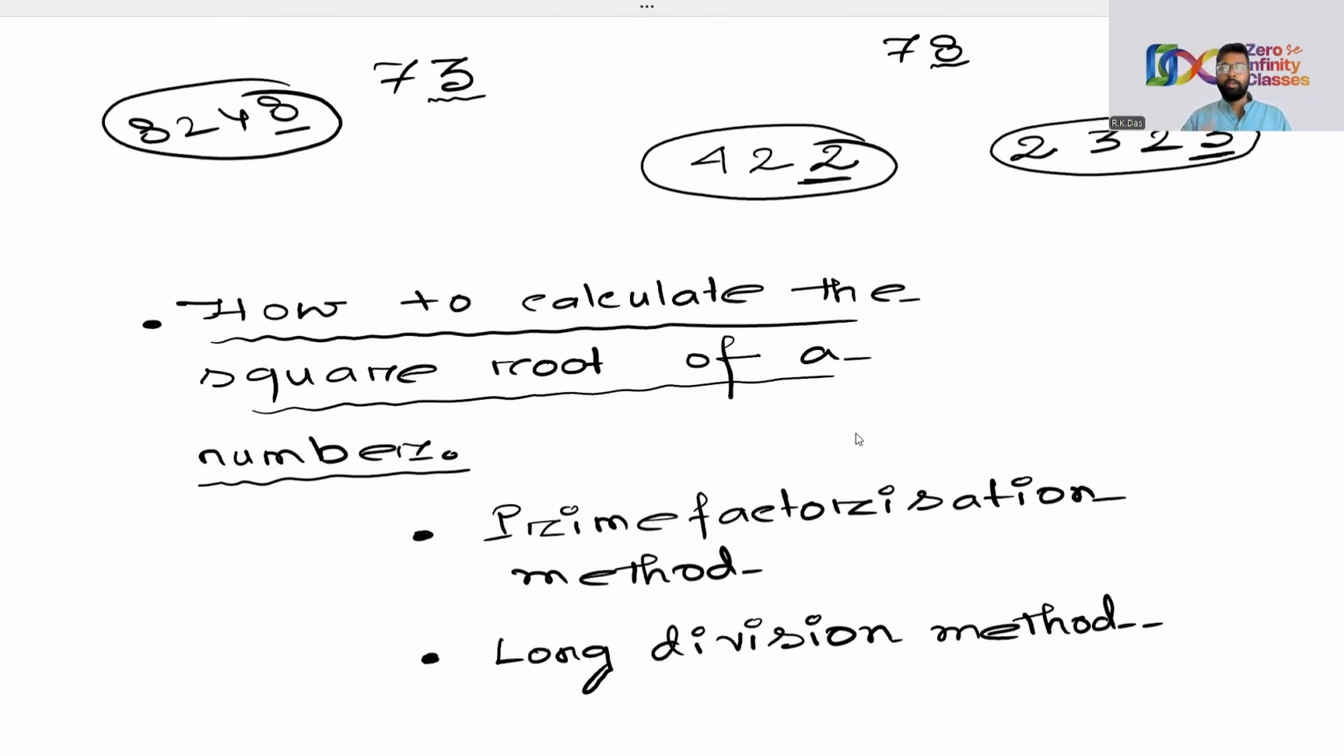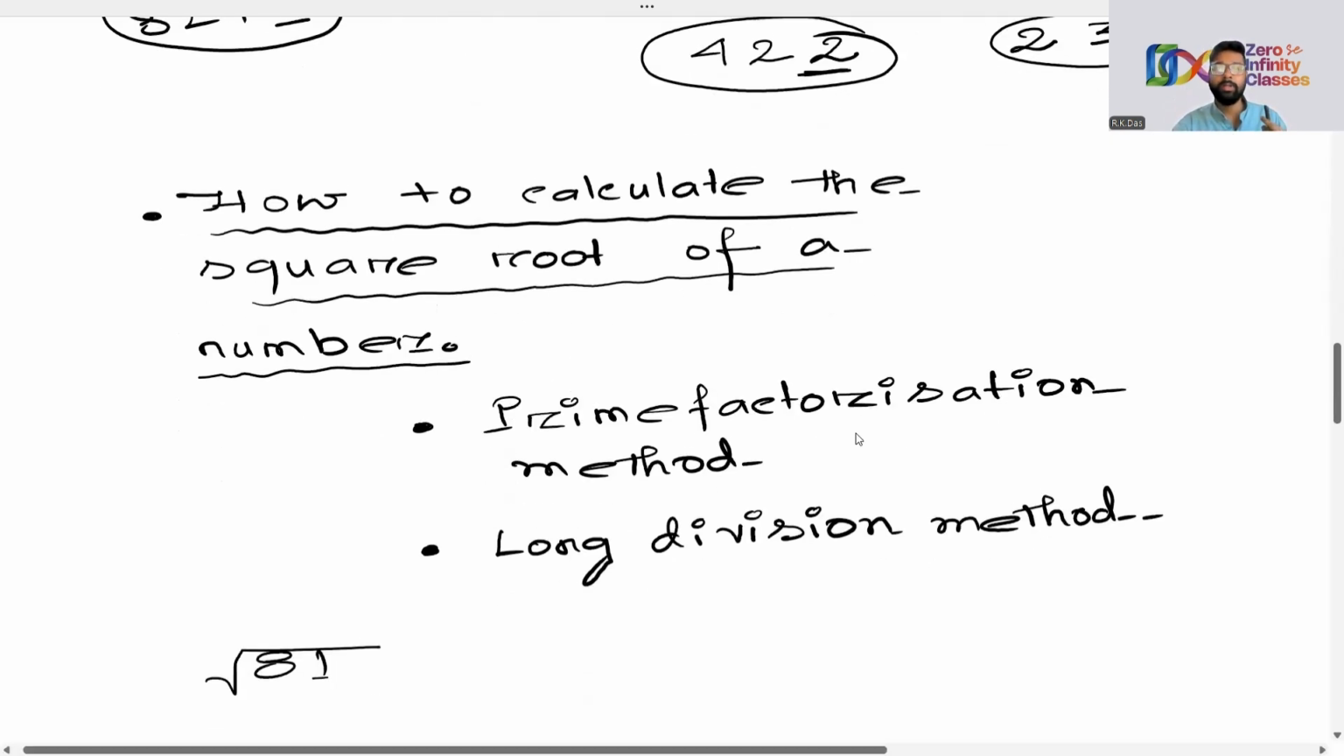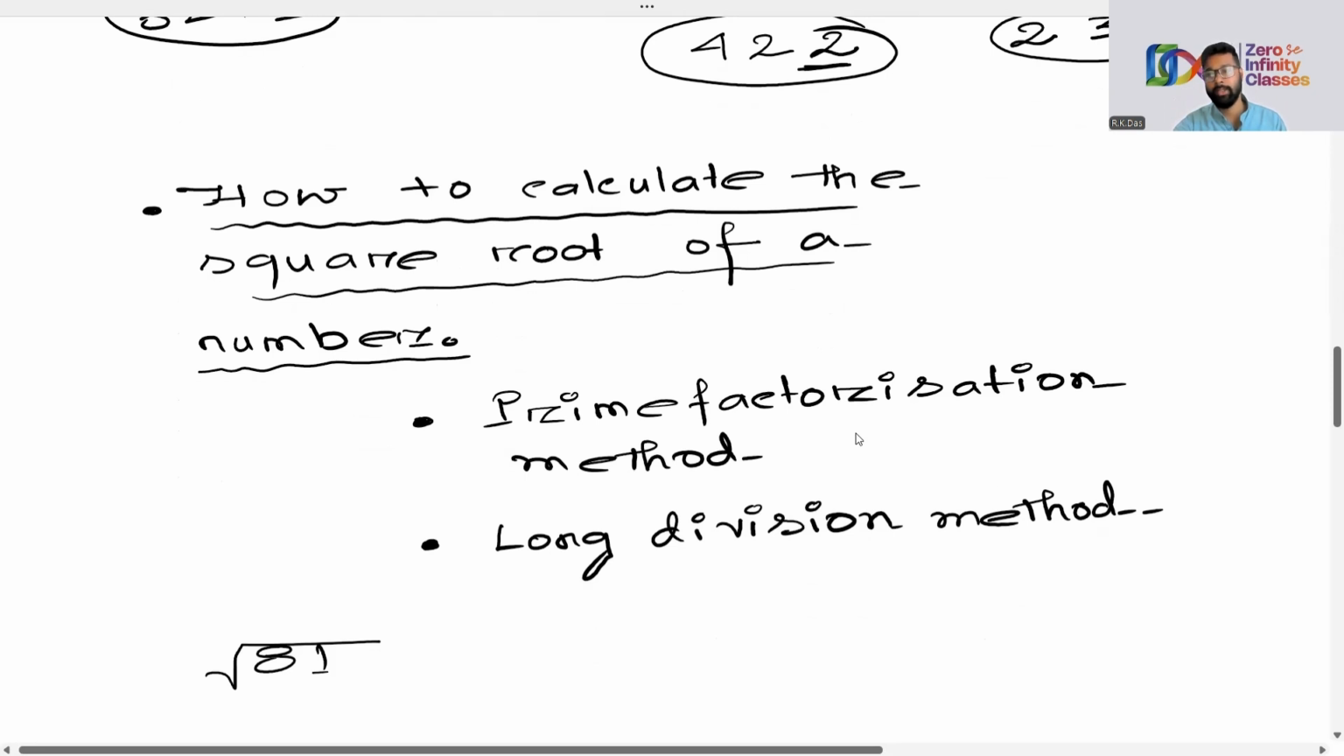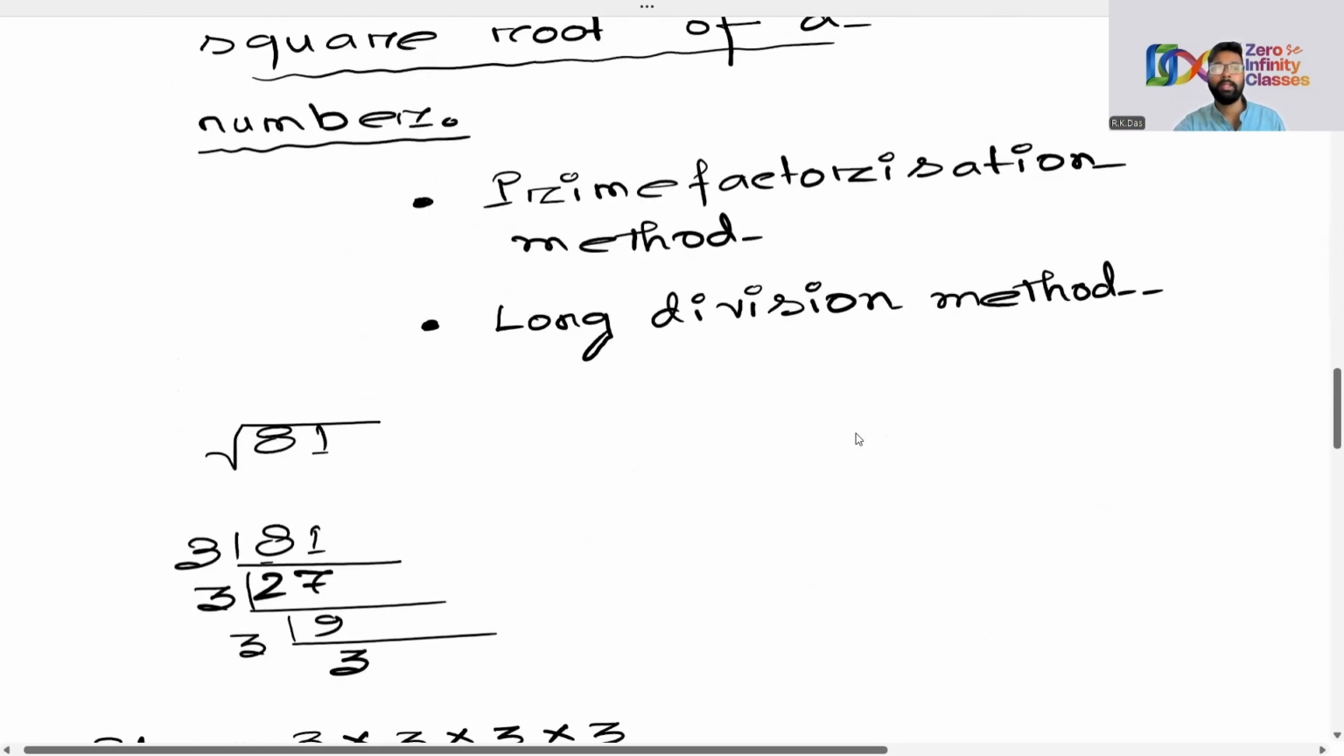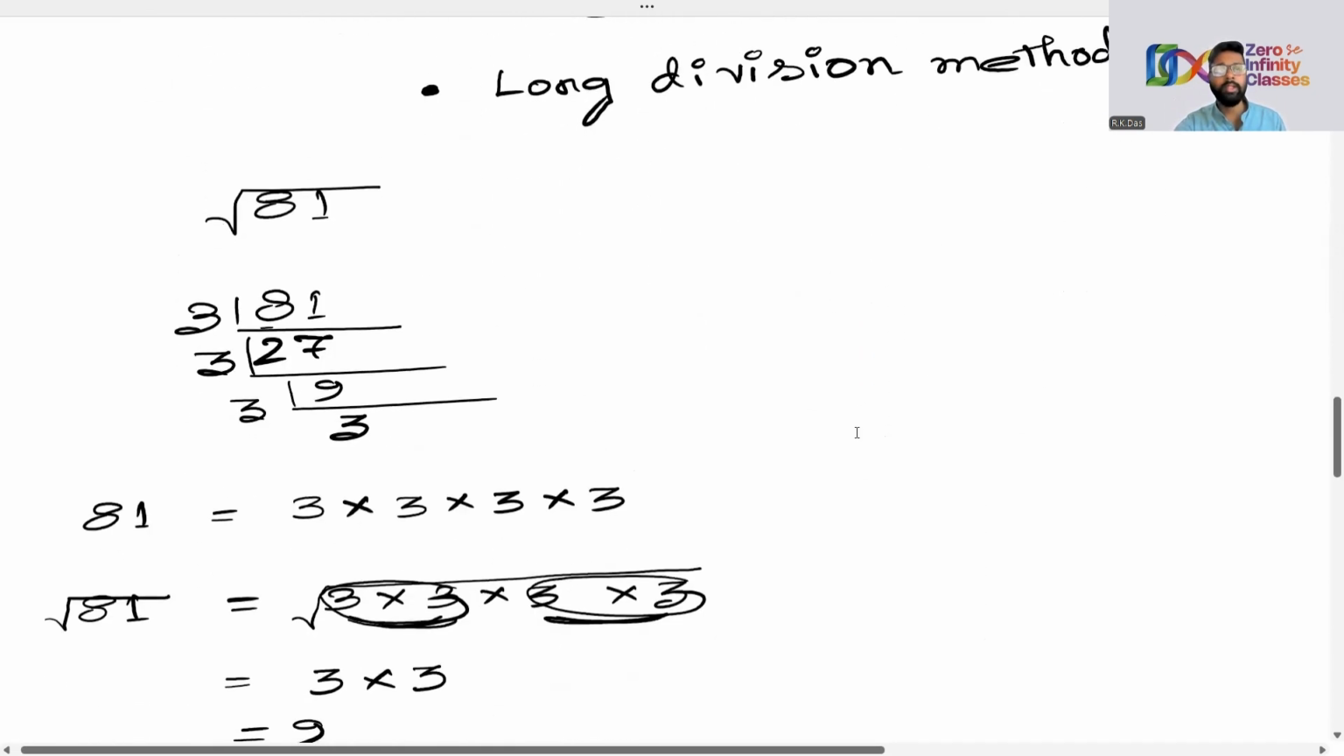So for finding the square root of a number, we have two methods. The first one is the prime factorization method, and the second one is the long division method. So for doing the prime factorization method, we must know what a prime number is and what the divisibility rules are. And a prime number is a number which has only two factors, which are 1 and the number itself.